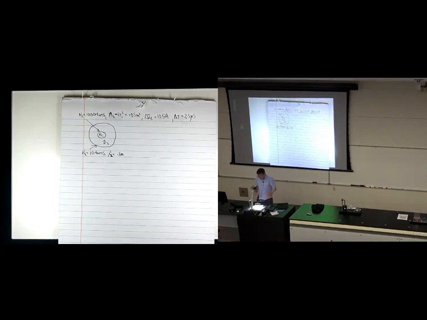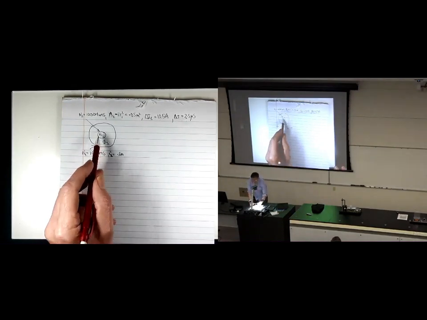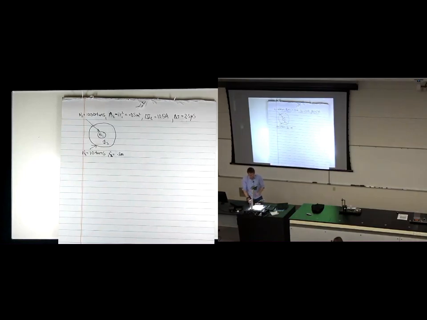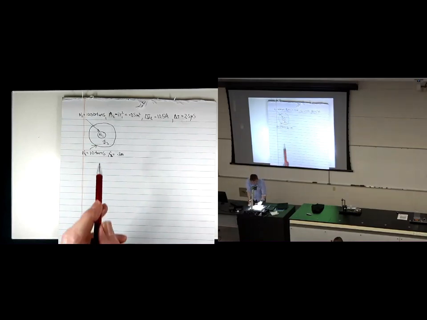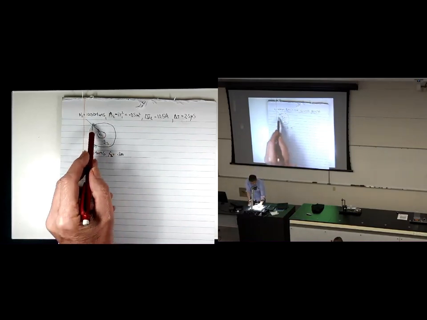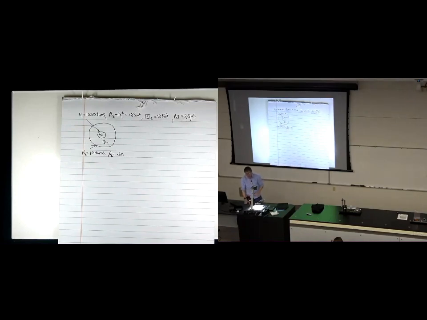I made a little picture ahead of time. This is a cross-sectional view. Here's the solenoid, that has the smaller radius. Here is the outer coil, that has the larger radius. I've given the solenoid a subscript 1. It's circuit 1. That's what we're going to change the current in. I've given the coil a subscript 2 because that's where we're going to see the induction.